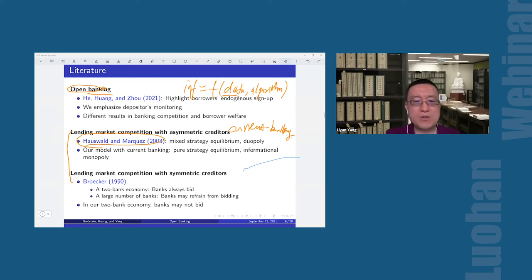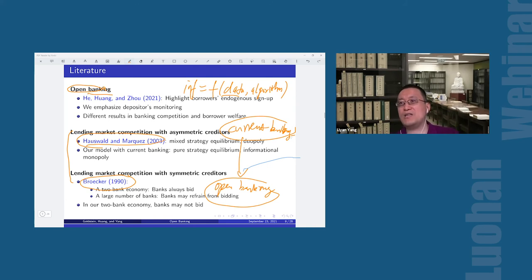But in this one, the Econometrica paper, there are two banks. It's more like an open banking system. These two banks are both symmetric. Both of them have conditionally independent information. So if you think about it from 2003 to 1990, it's more like a switch from current banking to open banking. But both papers don't think about the endogenous reaction of depositors. As a result, if you switch from current banking to open banking, the welfare will always increase in this model. This is what's happening in the model.